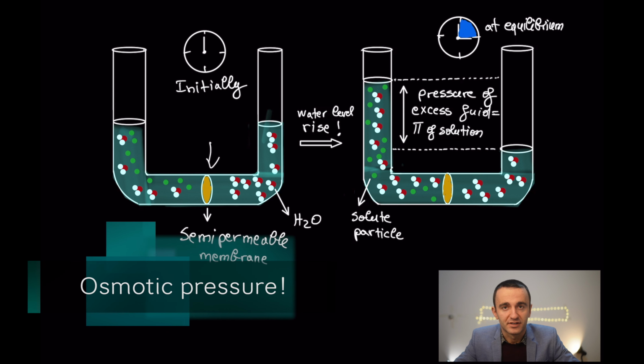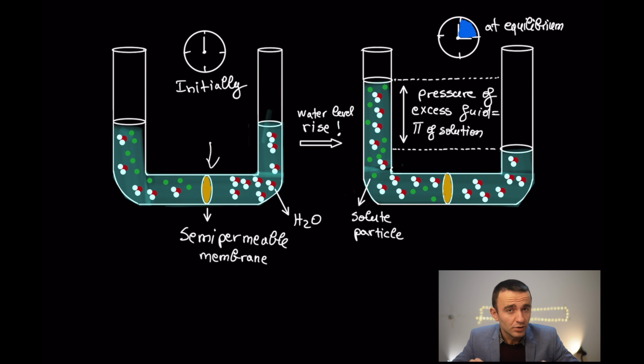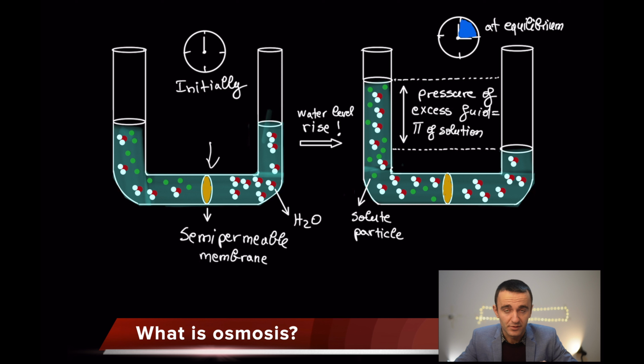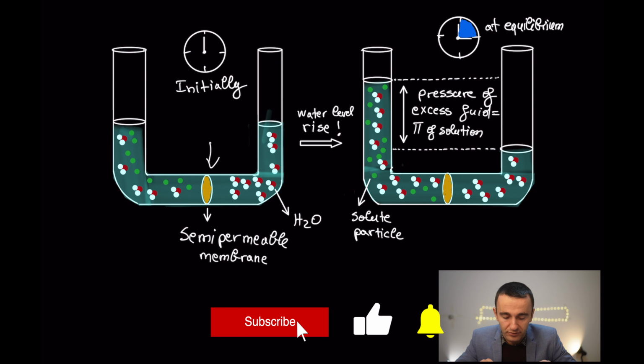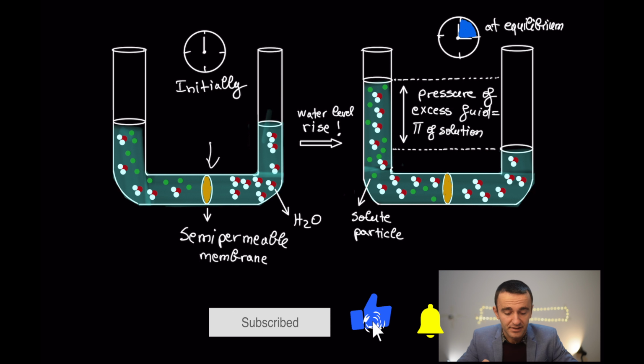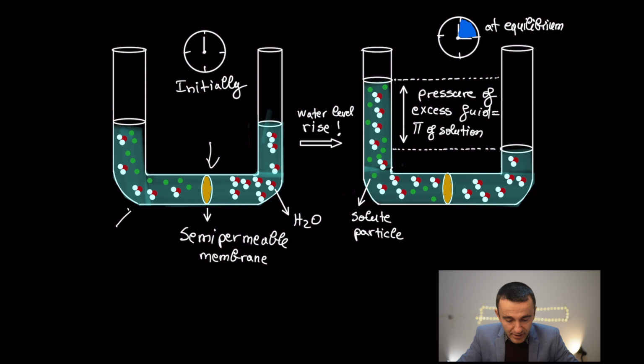Let's move now to osmotic pressure. But first, what is osmosis? We need to understand osmosis in order to understand osmotic pressure. Osmosis is the flow of the solvent from a solution with lower solute concentration to the one with higher solute concentration. As you can see on this scheme, on this side we have a solution. On this side we have pure water. Over time, water levels rise on the side of the solution and decrease on the side of the pure water.